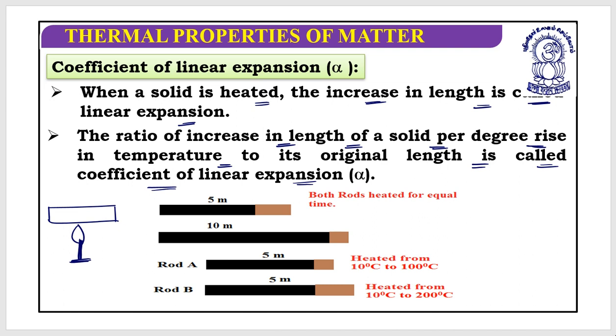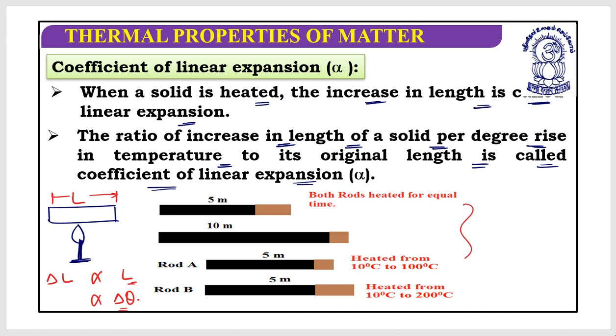Basically, let's suppose this is a solid rod having a length of L. When I heat up this solid, the change in length is directly proportional to its original length, and directly proportional to the change in temperature that we have provided. So it depends on these two factors.